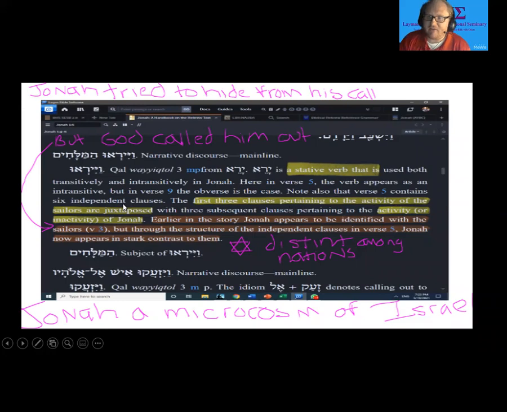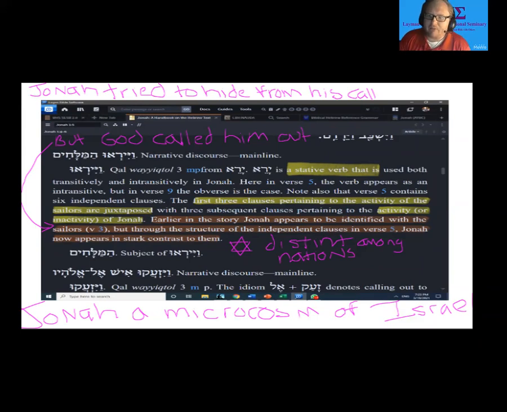I mean, he runs, yes, but then he gets on the ship, he goes down, and now he's asleep. And at first he appears to be identified with the sailors, but as you start seeing, there's a contrast going on. And that's because God viewed Jonah as distinct, as being an Israelite, and as being a prophet of God. So you got this idea that Jonah tried to hide from his call, but God called him out through the captain, the situation. And Jonah is a microcosm of Israel, and Israel is supposed to be distinct among the nations.